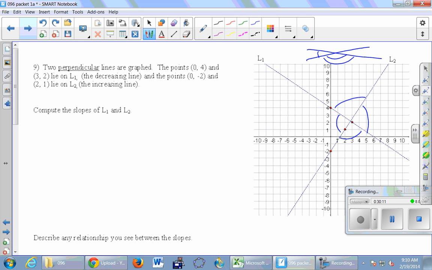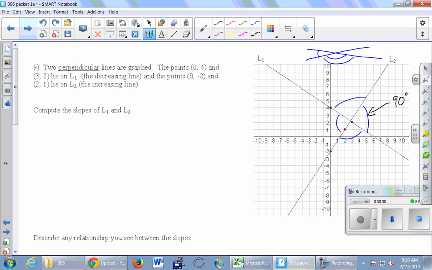How do we normally measure angles? What's the unit? Degrees. How many degrees is in a right angle? 90 degrees. So all of those angles are 90 degrees each. That's what it means to be perpendicular. 90 degrees.